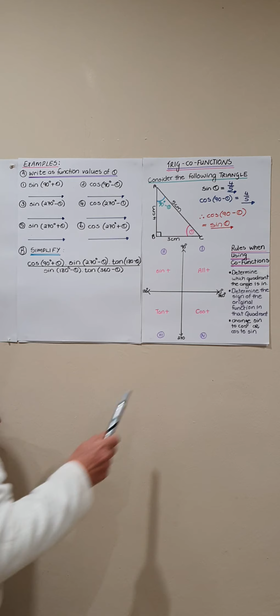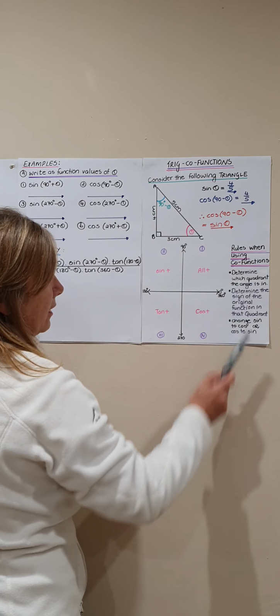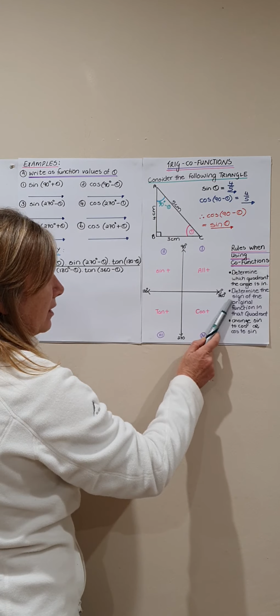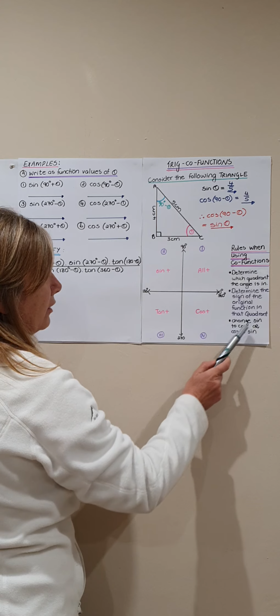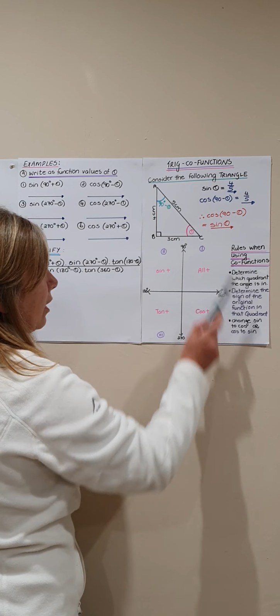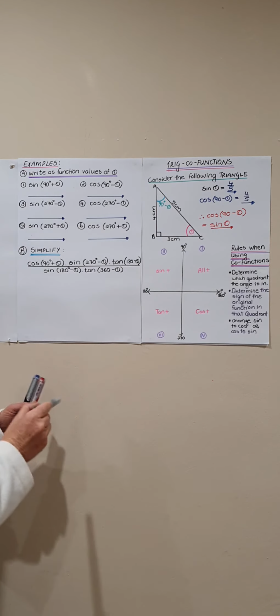So first of all, you're going to determine which quadrant the angle is in. Then you're going to determine the sign of the original function, and then you're going to change sine to cos or cos to sine, because you see cos changed to sine. So let's go and have a look.